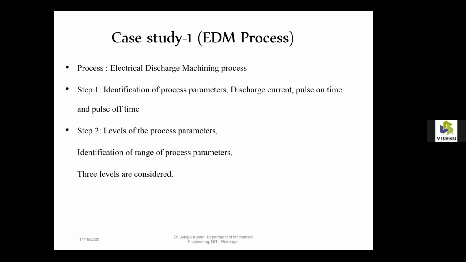You can take any process. Here I'm taking the EDM process, electrical discharge machining. Number one, identification of the process parameters: discharge current, pulse on time, and pulse off time. So these are the parameters which affect the performance.